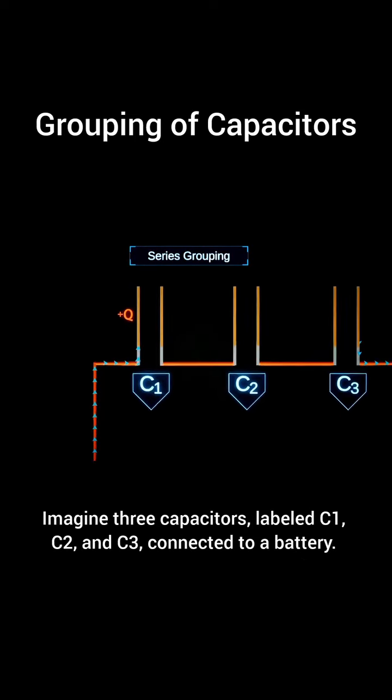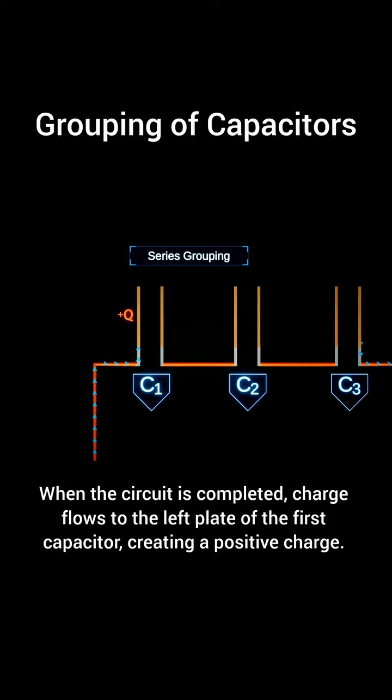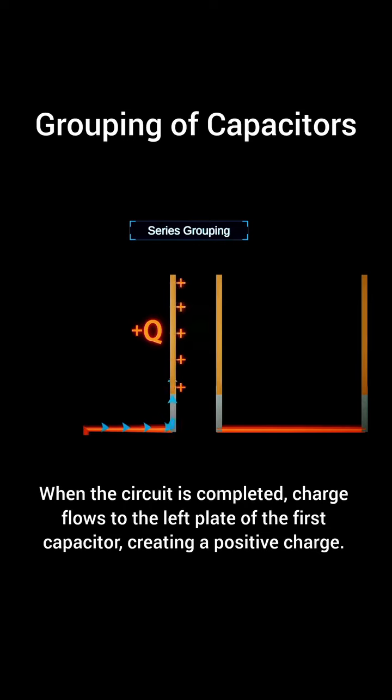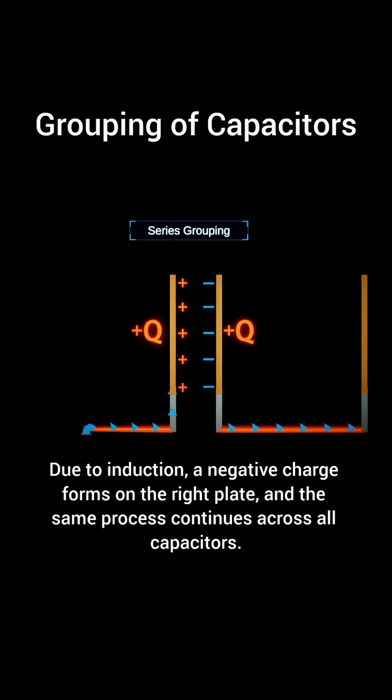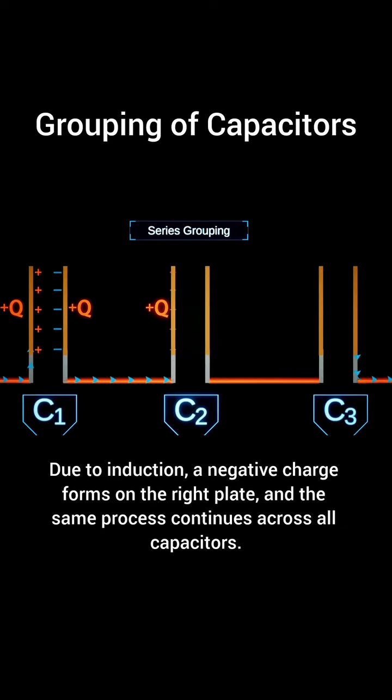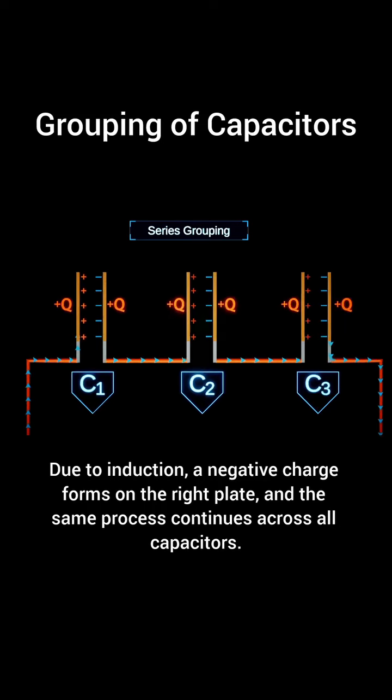Imagine three capacitors, labeled C1, C2, and C3, connected to a battery. When the circuit is completed, charge flows to the left plate of the first capacitor, creating a positive charge. Due to induction, a negative charge forms on the right plate, and the same process continues across all capacitors.